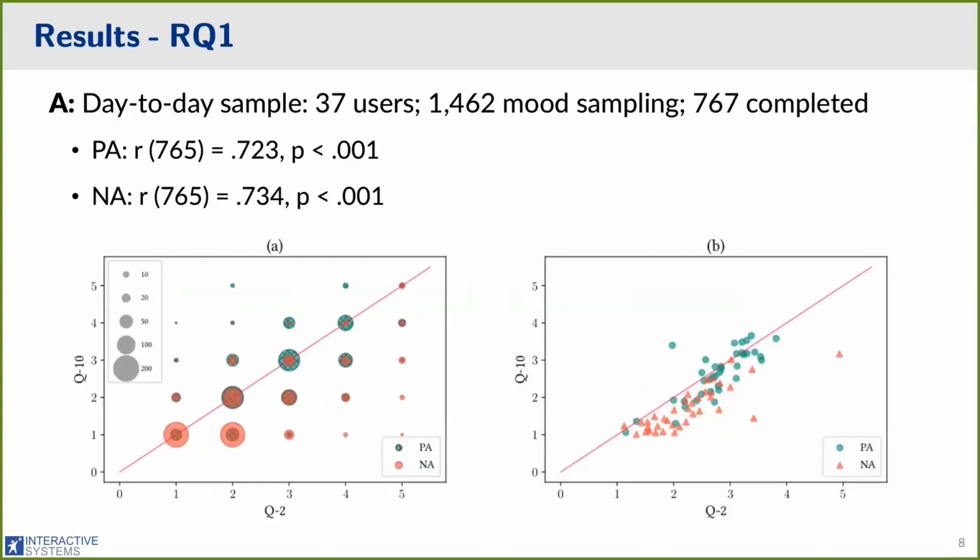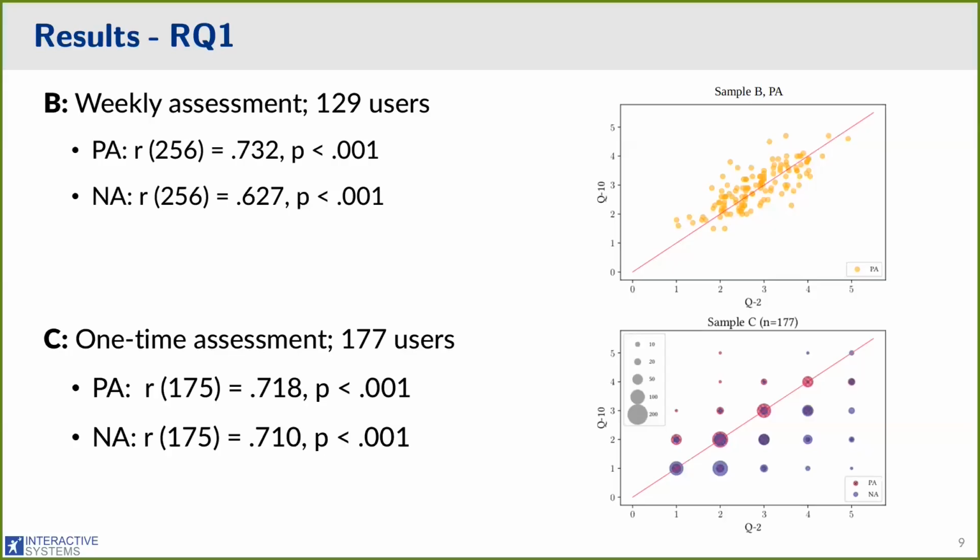The results of the day-to-day measurement showed a strong correlation between the overall mood determined by the 2 questions and the one calculated from the long questionnaire. We observed a similar pattern also for other independent data samples, namely the weekly assessment and one-time assessment. As a result, the 2 overall questions give a good estimation of high and low positive and negative activation values, and therefore is a suitable option for mood tracking with smartphones.